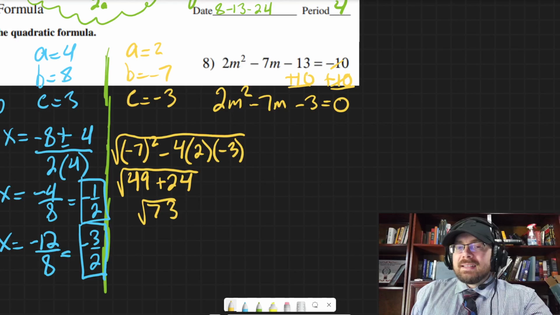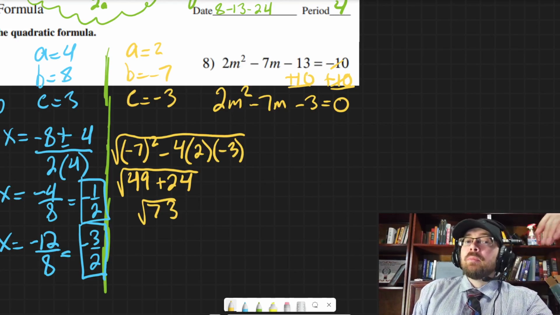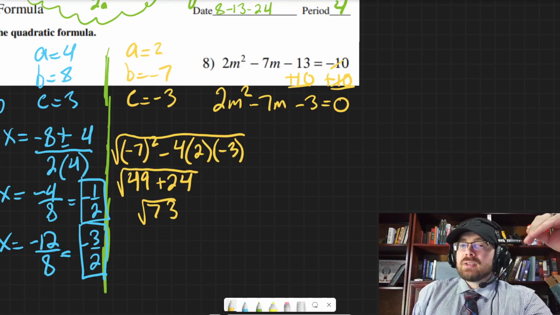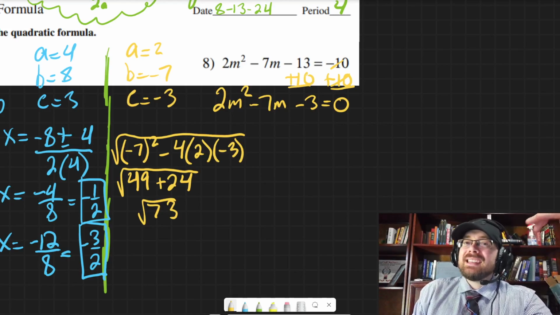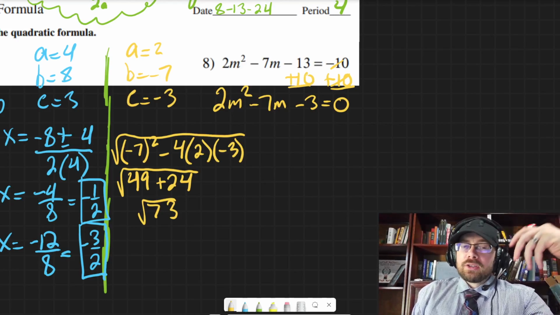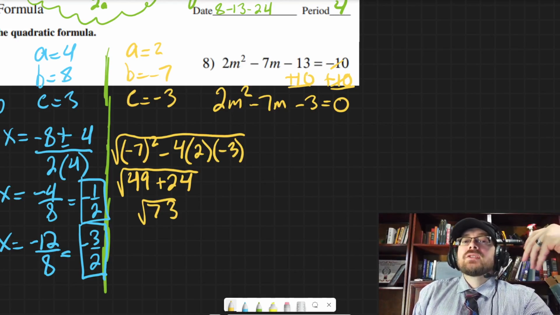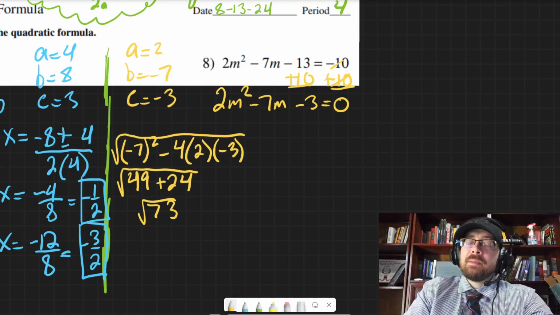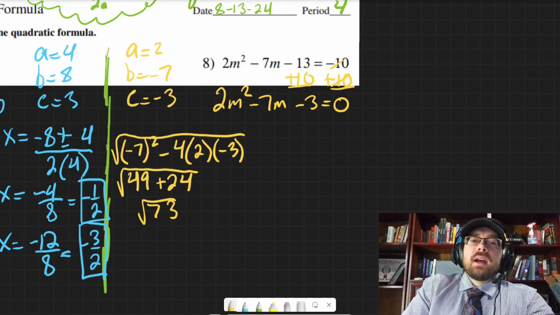But even if it had some factors, it has to have square factors specifically. So I would specifically need to divide it by 4 or 9 or 25. And it doesn't divide by any of those numbers. So the radical won't simplify in any meaningful way. So then I just create my little divide here.